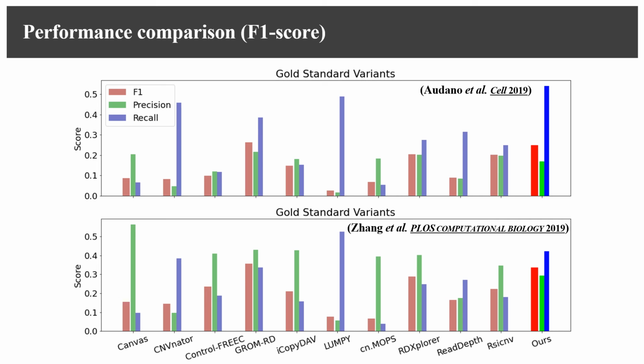We also measured precision, recall, and F1 scores based on the number of bases involved in CNVs. As the performance of our model is shown in the rightmost side of the bar plots, it shows high recall while relatively low precision. In terms of F1 scores, our model is the second best.